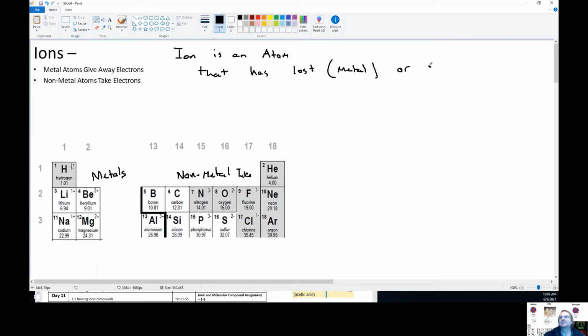Or gained. And again, which ones gain? You can see their negative charge. And specifically, it's about those electrons. And the reason is to stabilize their valence, the valence electrons.